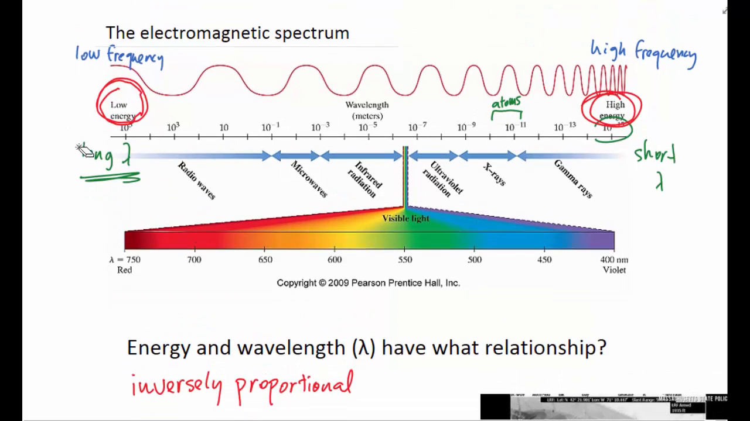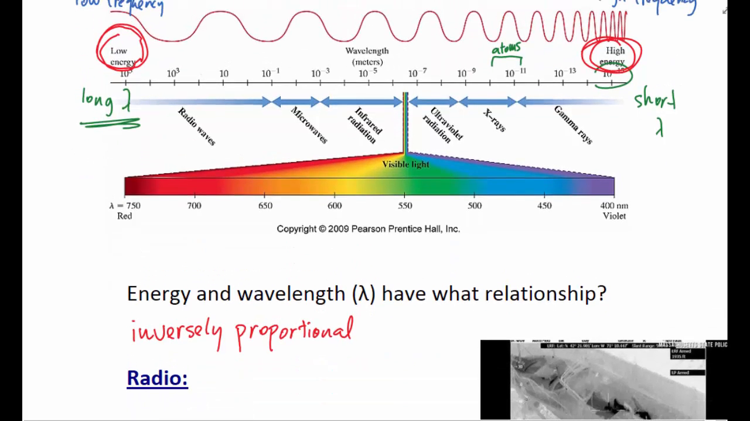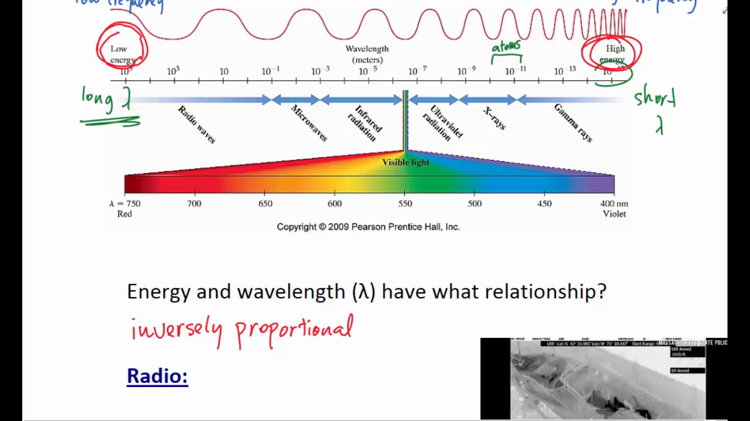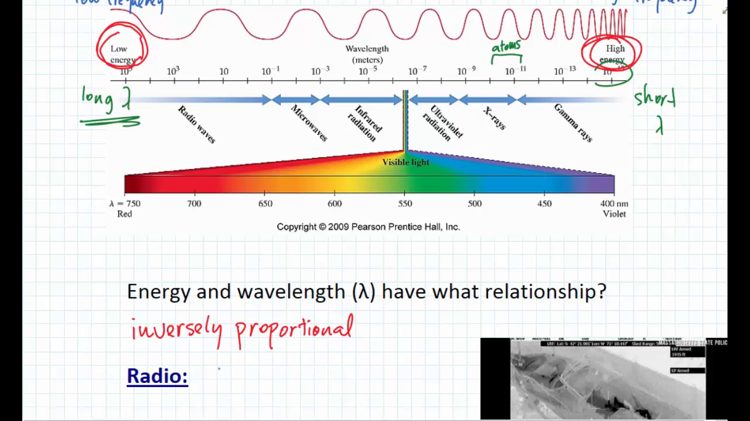So let's go through this. Let's start with the lowest energy waves, radio waves. It's called radio waves, but any kind of electronic transmission through the air uses radio waves. So radio and TV and cell phone signals and anything like that. Radio waves have the longest wavelength, the lowest energy.